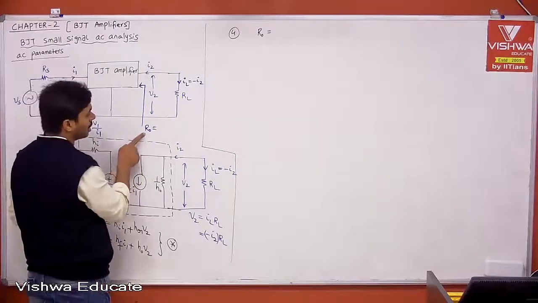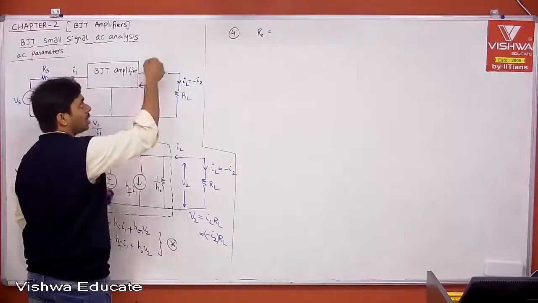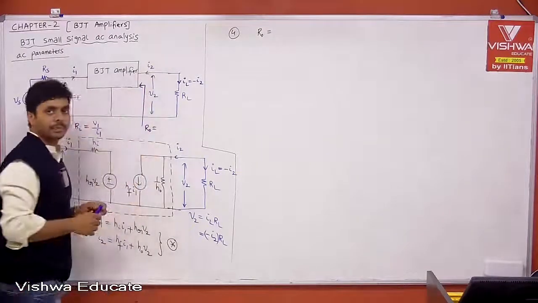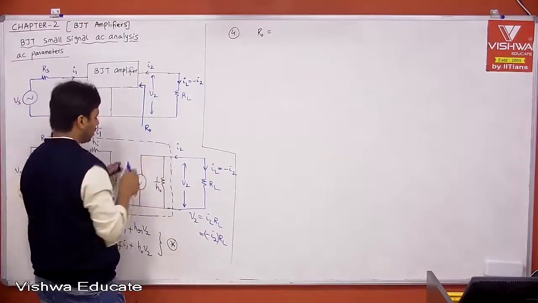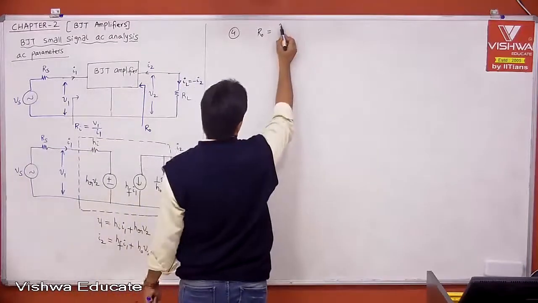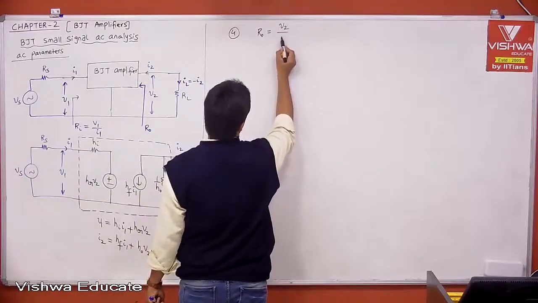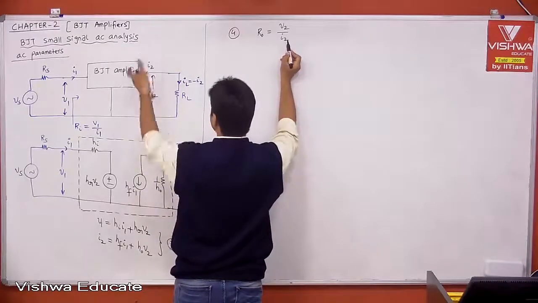Therefore, what is R0? R0 is nothing but V2, which we applied. Then what is I2? The current because of V2 only. Therefore, the R0 definition is nothing but V2 divided by I2. Because when you apply a voltage, whatever current you get, voltage by current is nothing but your impedance.